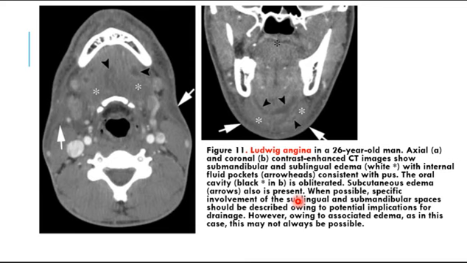As we said, in cellulitis, it's not always required to have a rim enhancement. This is another case of Ludwig's angina, and there is submandibular and sublingual edema, internal fluid pockets consistent with pus, so it's a pus content. And when possible, the involvement of the sublingual and submandibular spaces should be described because of the implications for drainage and for the management plan. However, owing to associated edema, in this case it may not always be possible to drain it because it's an extensive involvement with the edema.